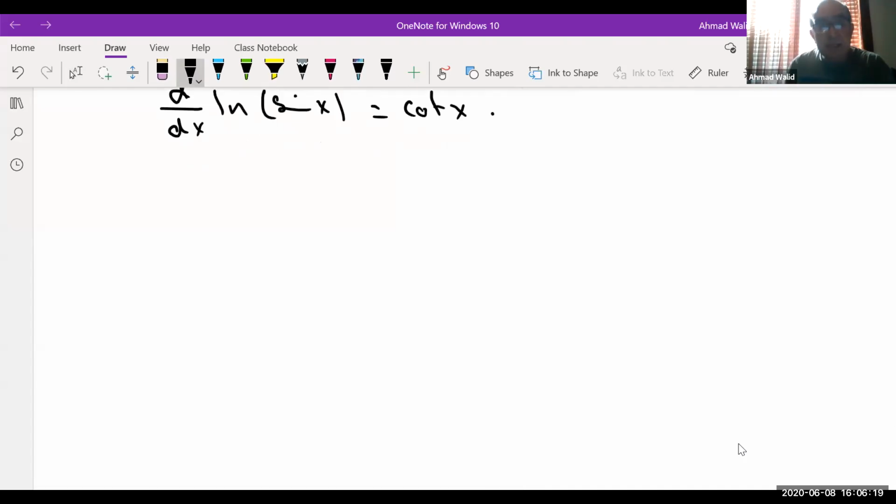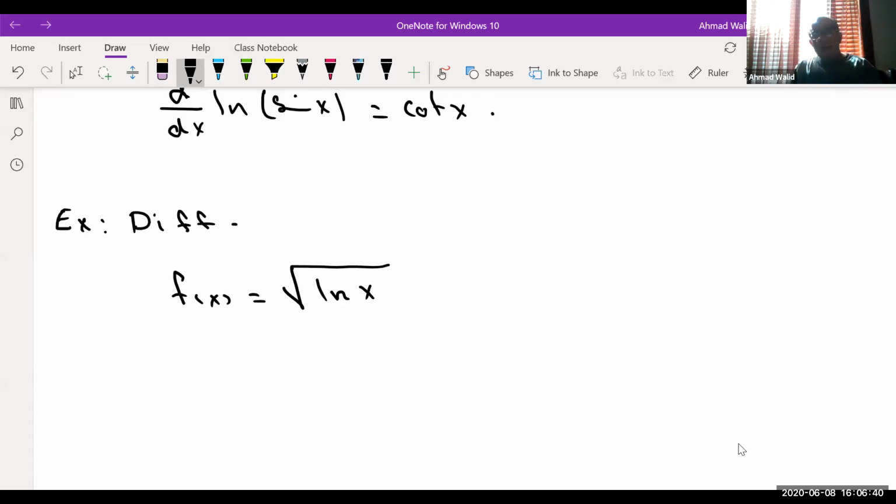This example, besides the rule, you will see that you have to use the chain rule also. Differentiate f of x equals square root of ln x. In this example, you see your ln x is the inner function. It's inside. You have a square root outside.